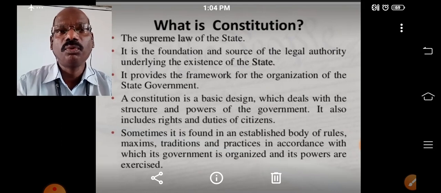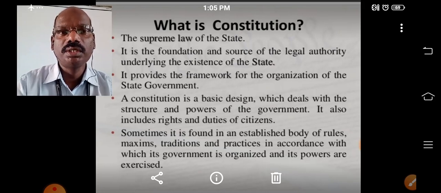A constitution provides the framework for the organization of the state government. How to organize the government? All the guidelines are given through the constitution.